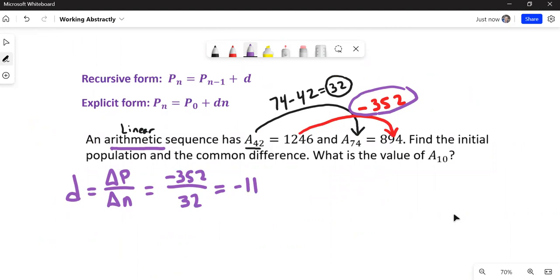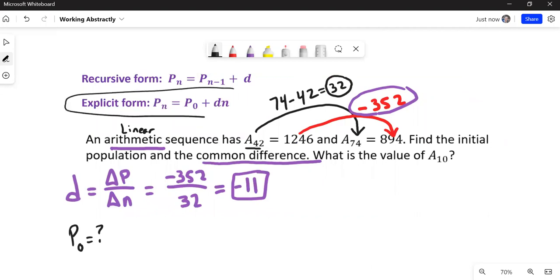Okay, that's the first piece we need, right? That is our common difference. So we have that. Now we need to find the initial population. We need to find P sub naught. That's really the next question, because with those two pieces, then we can write our explicit form and we can find the value of A sub 10. How are we going to find P sub naught?